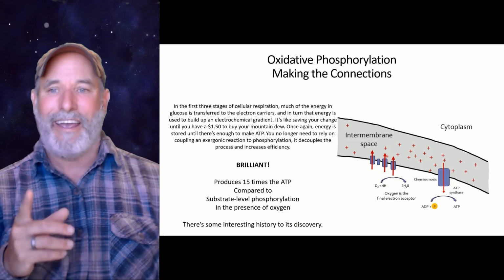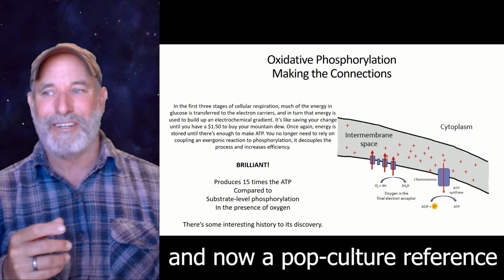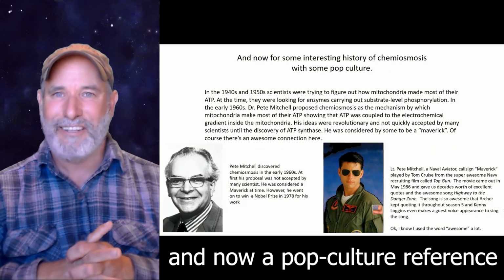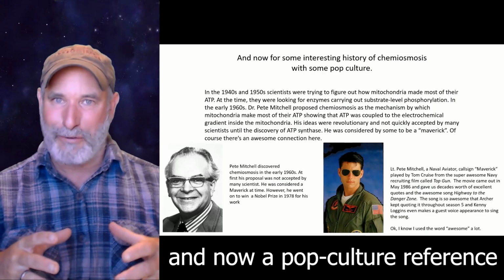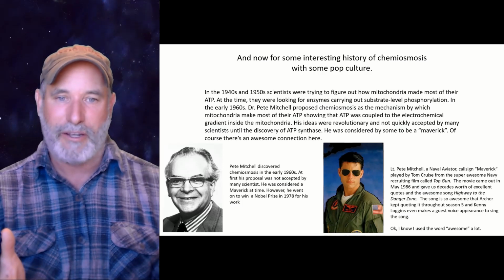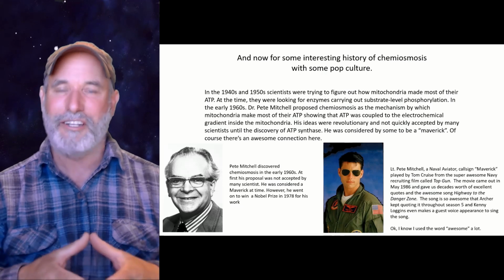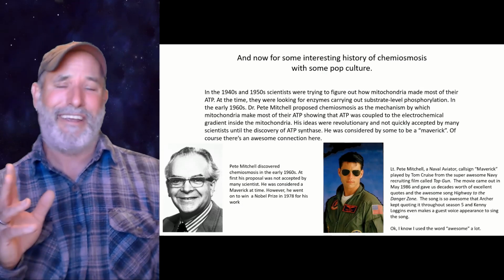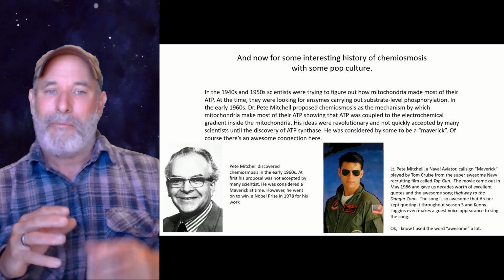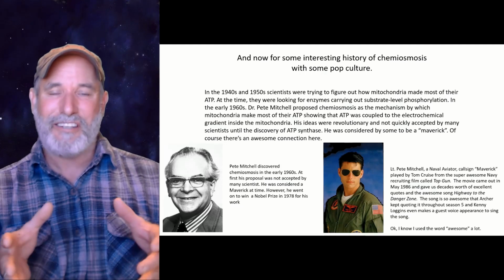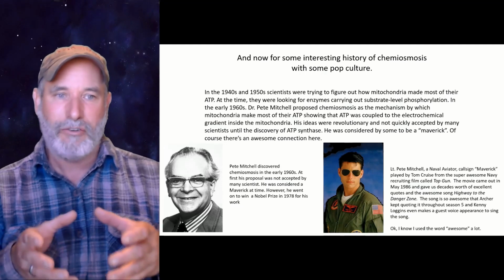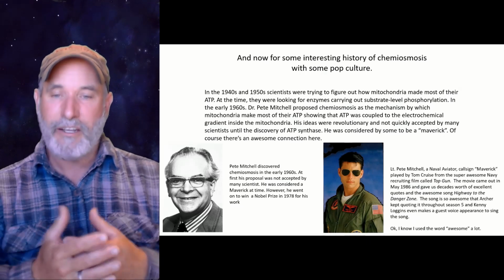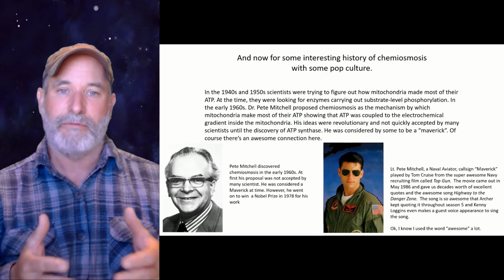Isn't that awesome? And I have to talk about the history of this. This to me is pretty exciting here. Okay, in the 1940s and 1950s, they were trying to figure out how mitochondria made so much ATP. Then this scientist, Dr. Pete Mitchell, he said, it's chemiosmosis. And everybody looked at him and goes, man, that is so ridiculous. No way. But he proposed it, and he said, this is how they're making it. And he realized that the electrochemical gradient inside the mitochondria was enough to make ATP. And he was vindicated when they discovered ATP synthase a few years later.